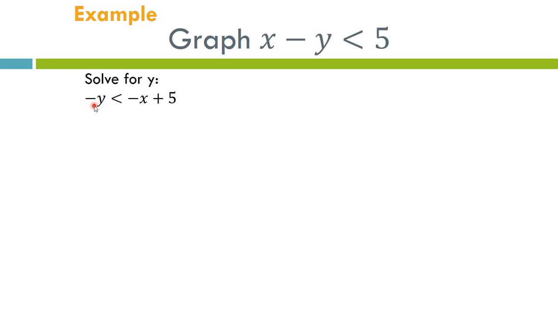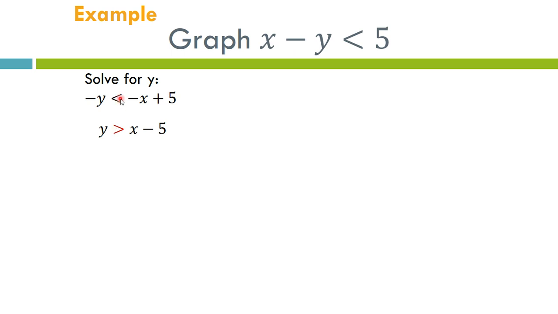Now when we do that, we have negative y is less than negative x plus 5. So we simply move the x to the other side of the equation. Now, since we need y to be by itself, we're going to have to divide this entire equation by -1. When we do that, remember, anytime that you multiply or divide by a negative number when you're dealing with an inequality, you flip the inequality symbol.